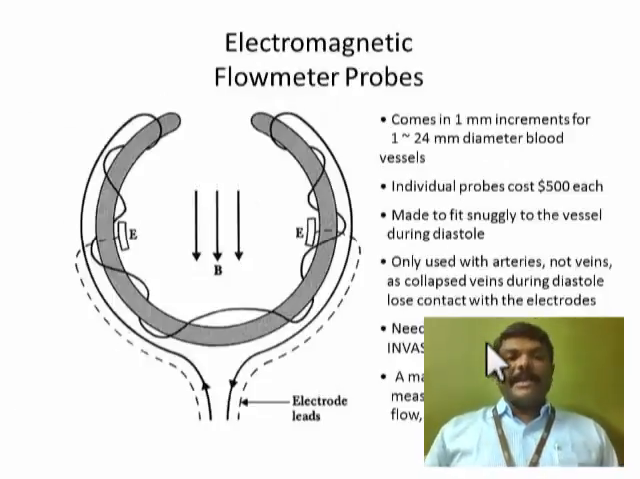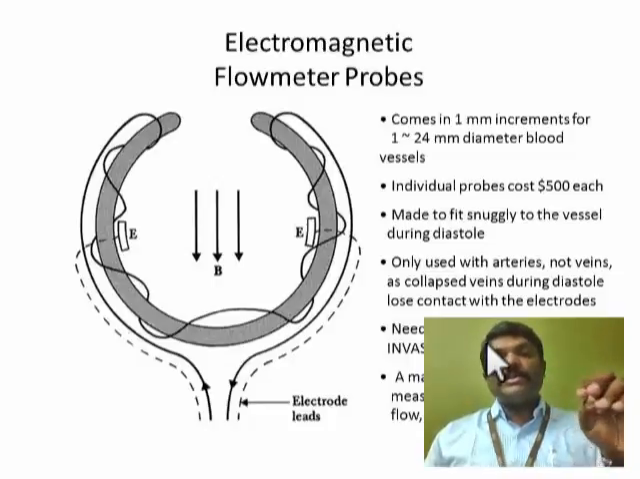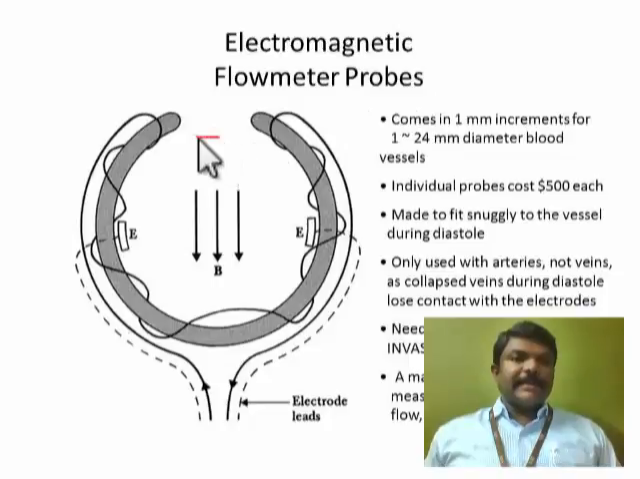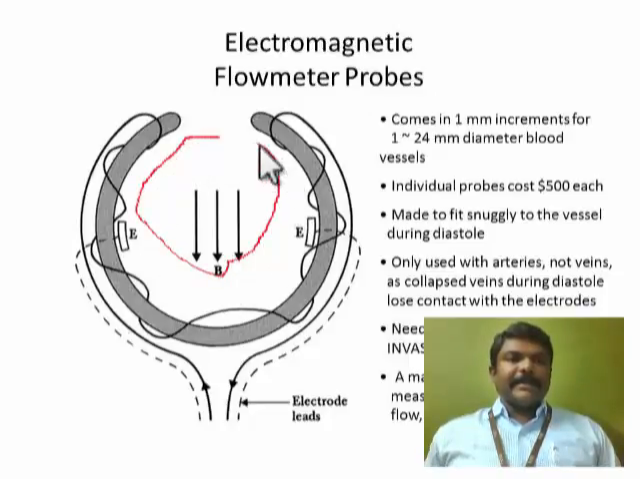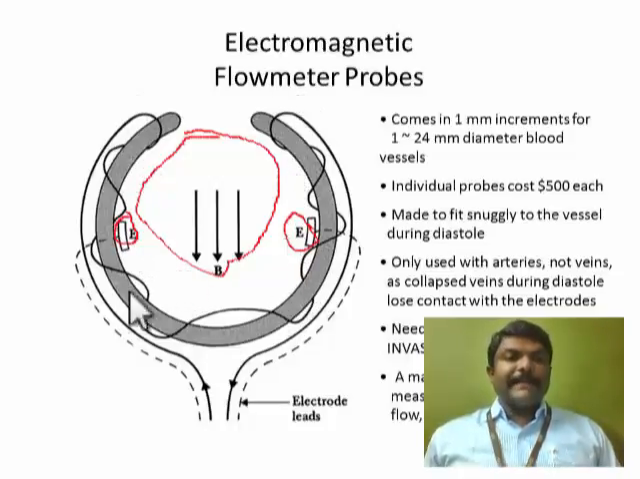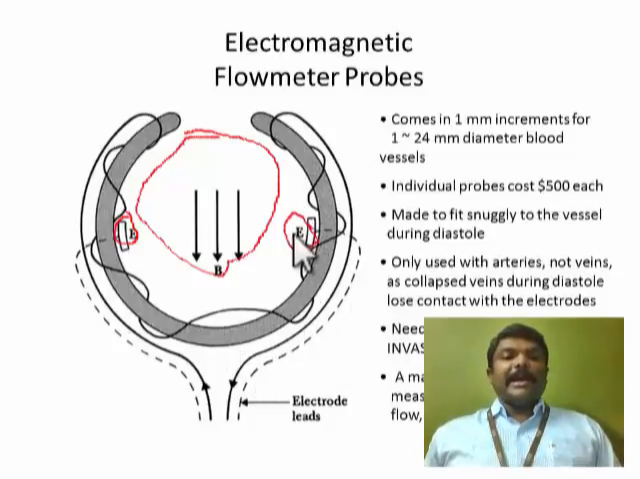There are many different variations of the electromagnetic flow meter when it is used in blood flow measurements. The probe will look exactly like this. The blood vessel will be kept here, directly touching the electrodes. These two electrodes are used to capture the induced EMF, and you have the magnet. It's an electromagnet, magnetized with a coil.